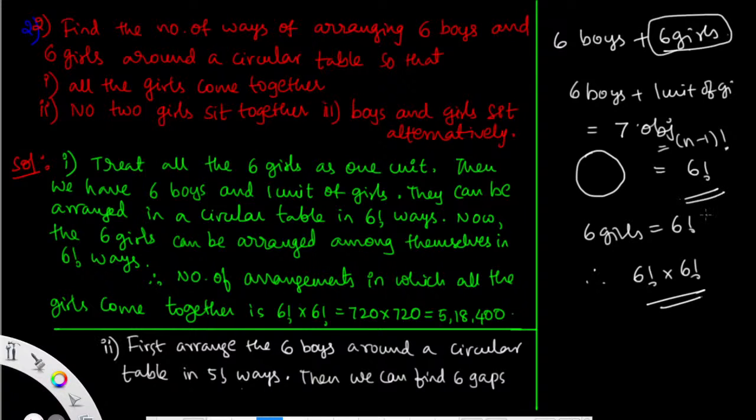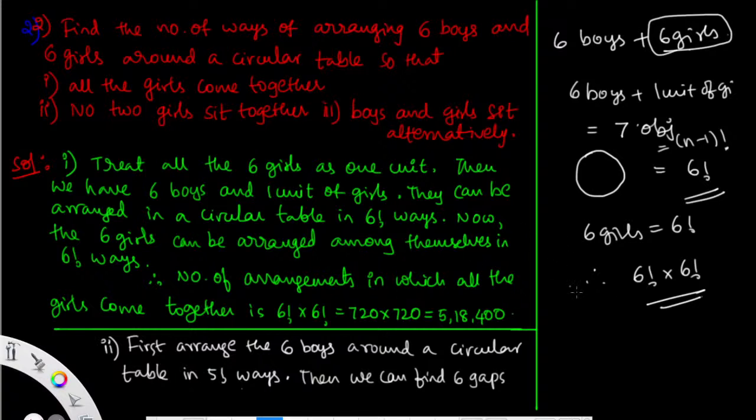Then the 6 girls need not be in the same order; they have internal arrangements. So the 6 girls can be arranged among themselves in 6 factorial ways. So the total arrangements are 6 factorial into 6 factorial. This is the first part of the question. Then go to the second part: no two particular girls sit together.